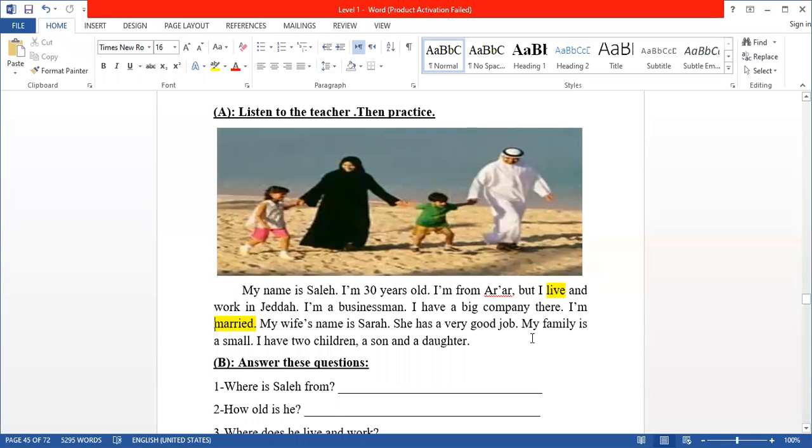Okay. Yes, my family is small. His family is not big. One son and one daughter. They have a small family. Yes, he said, my family is small. I have two children, a son and a daughter.